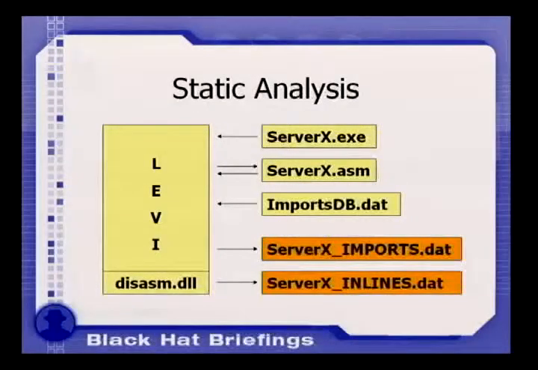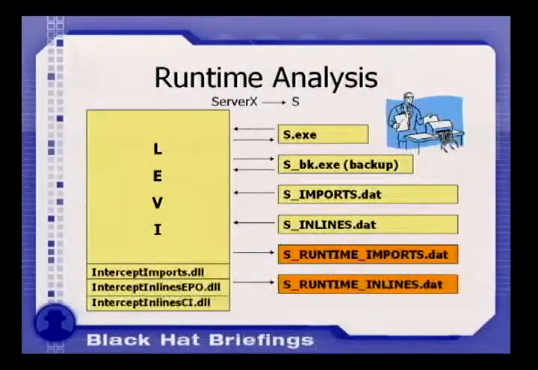So here's what it looks like at a high level statically. Whatever you're auditing, serverx.exe, any type of PE file, it can be a DLL or system file. And it produces two files suffixed with imports.dat and inlines.dat. And then the runtime analysis is really what is useful here. It takes those two files, the two static files, and then at runtime, when the user's using the program or whenever, if you're using it, it'll create two files, runtime imports and runtime inlines.dat.